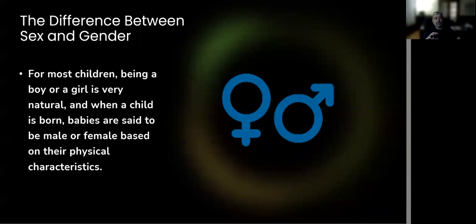The difference between sex and gender, let's look at that first. So for most children, being a boy or a girl is very natural. Now, when a child is born, babies are said to be male or female based on their physical characteristics. This is referred to as the sex of the baby.